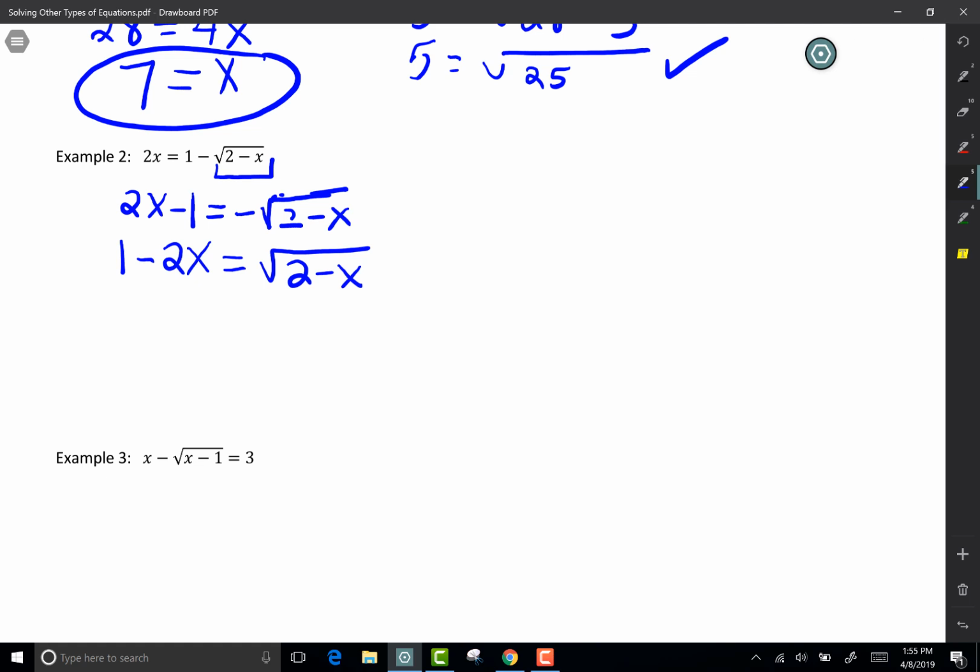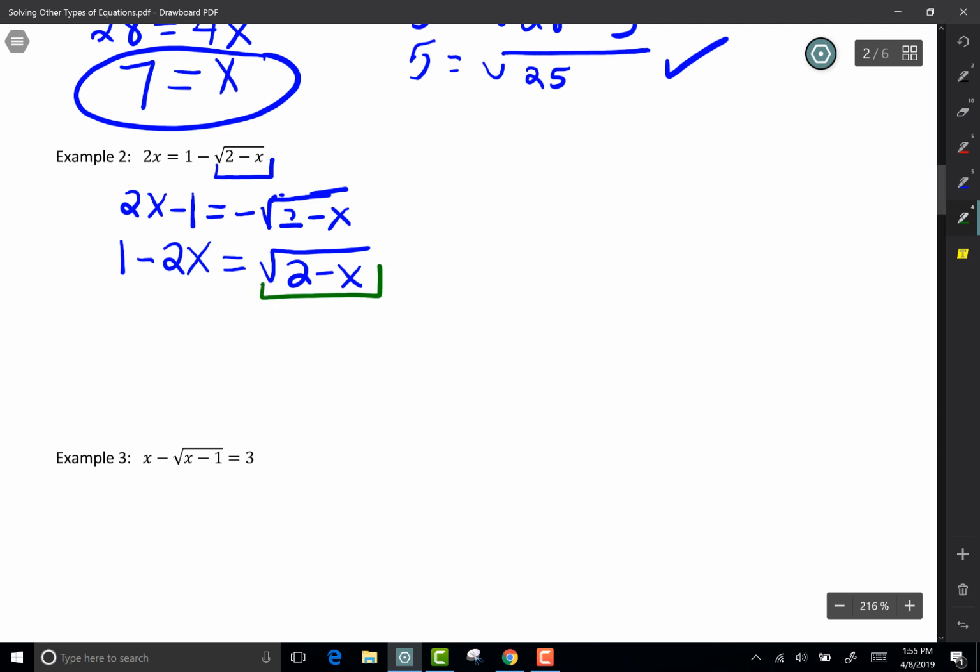Okay, now that the square root is isolated, I've got this all by itself on one side. I can go ahead and square both sides now. So I have 1 minus 2x, squared, is equal to the square root of 2 minus x, squared. So this becomes here just 2 minus x, because the square root and the square undo each other.